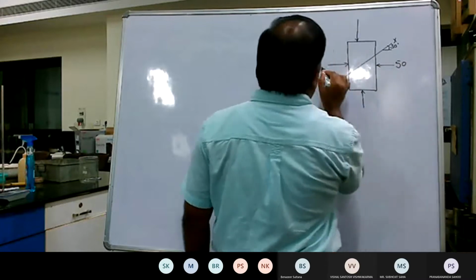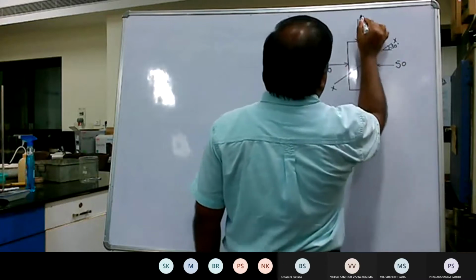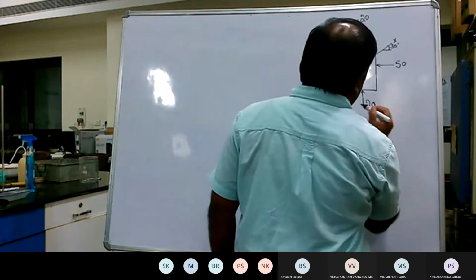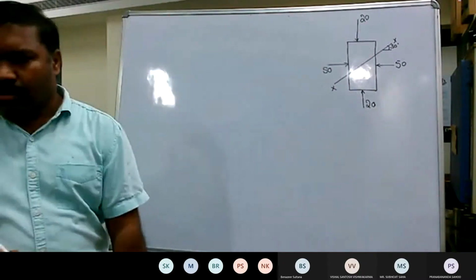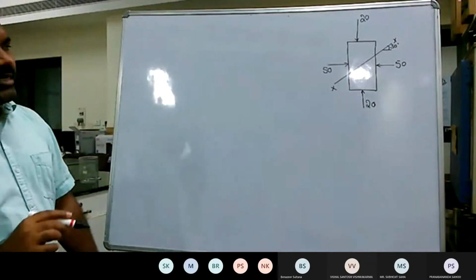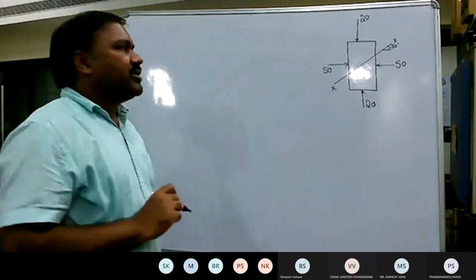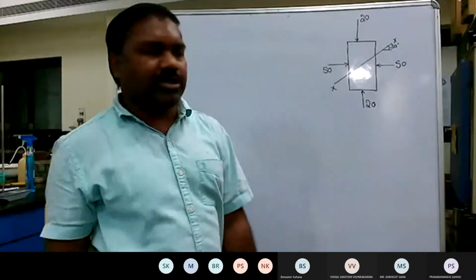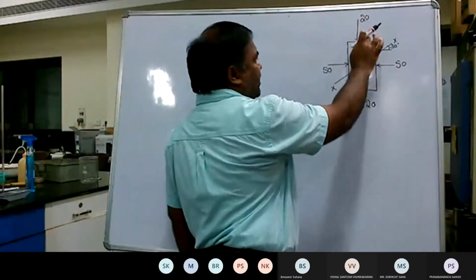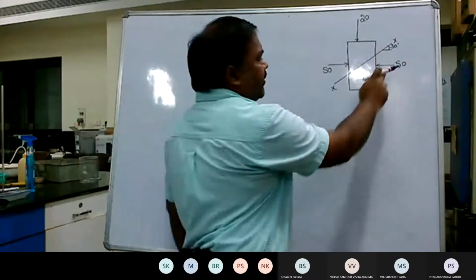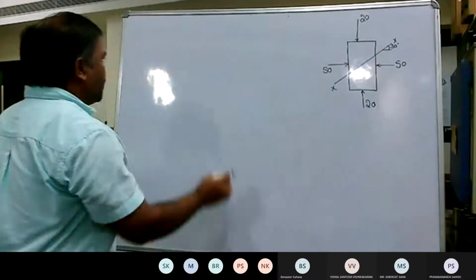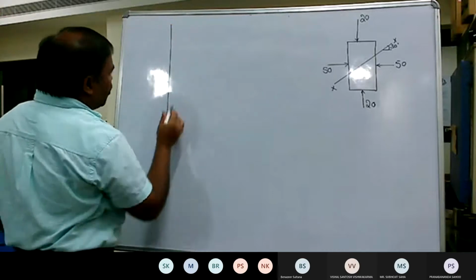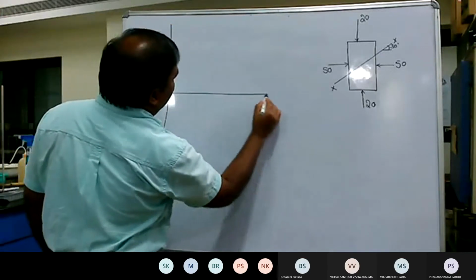So this is 50 kilopascal and 50 kilopascal, 20 kilopascal and 20 kilopascal. Since no shear stresses are acting on the element, we can straight away presume that 20 and 50 are the minor and major principal stresses. The minor principal stress is acting in the horizontal direction, the major principal stress in the lateral direction. So try to draw the Mohr circle.